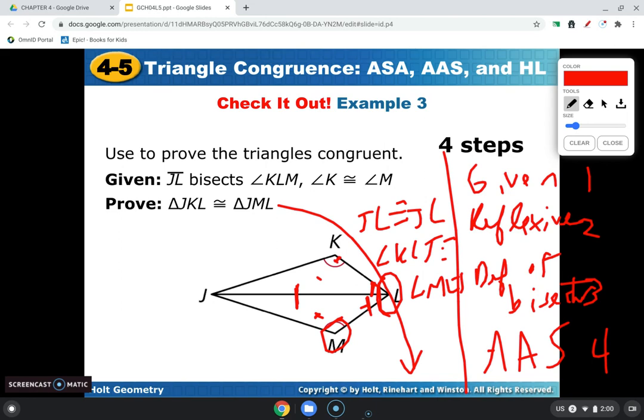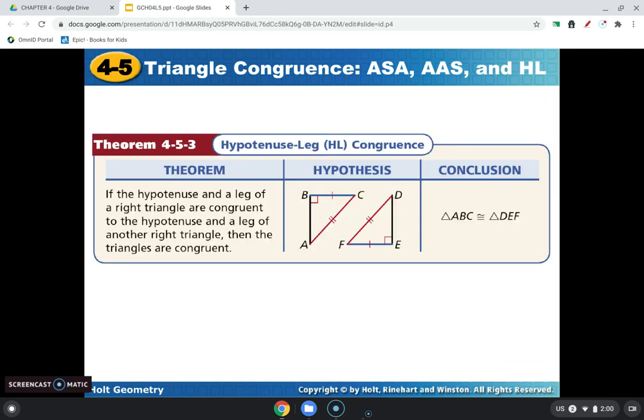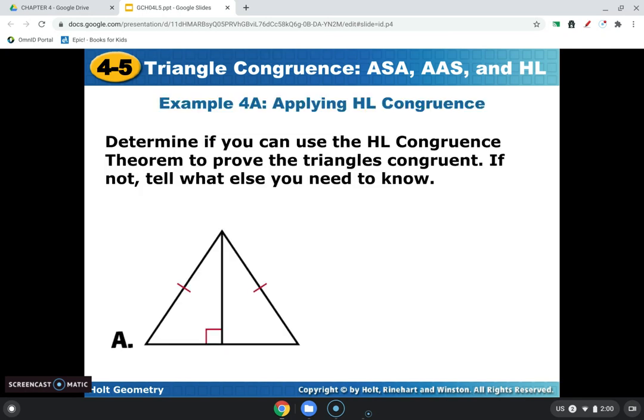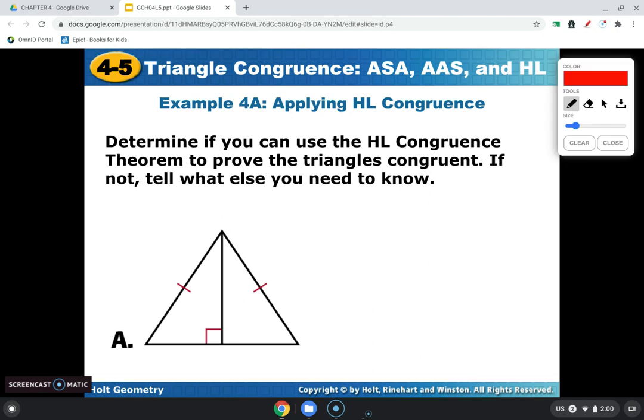All right. So a couple of examples of some proofs. So now we've got 4: side, side, side, side, angle, side, angle, side, angle, and angle, angle, side. The last one is called hypotenuse leg, and it only works in right triangles. If you can show the hypotenuse and leg of a right triangle are congruent to the hypotenuse and a leg of another triangle, then the triangles are congruent. So hypotenuse leg can only be used with a right triangle. You can still use some of the other ones in a right triangle, but you can only use hypotenuse leg in a right triangle.